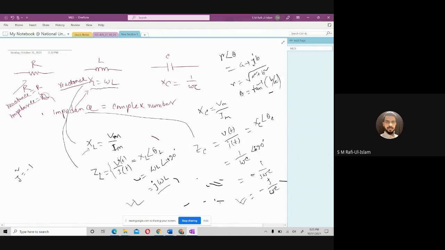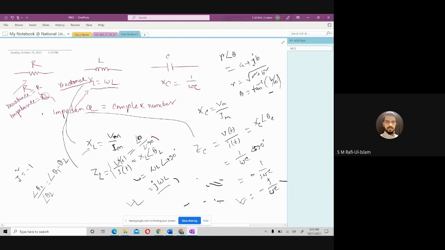It's a mistake. So this one would be plus 90, this one would be minus 90. Why? Look, whatever the voltage value we got, what is the angle of voltage? 0, right? What is the angle of the current in the inductor circuit? Negative 90 degrees. So if you have, let's say this is theta 1, this is theta 2, the argument says theta 1 minus theta 2, right?